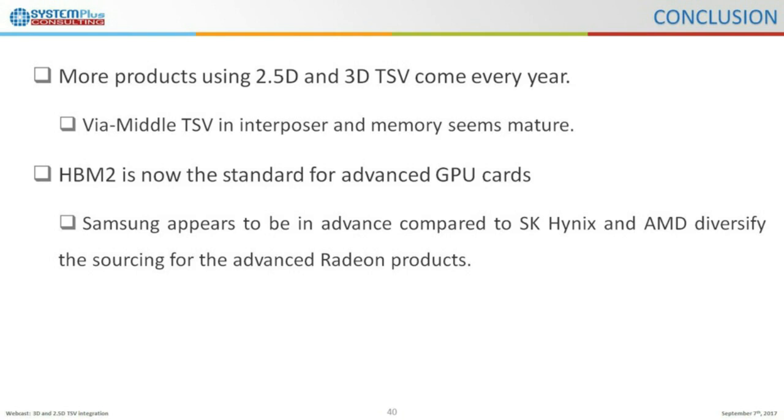In terms of a standard for HBM, HBM2 now seems to be the new standard for the advanced GPU card. For the 2 products we analyzed, Samsung was the main provider. Of course, we don't know if both players, NVIDIA or AMD, plan to have SK Hynix in the roadmap also. We can just observe that maybe Samsung seems to be in advance, at least for the 8 gigabyte stack of HBM2, and maybe AMD will diversify the sourcing after that with SK Hynix and Samsung.